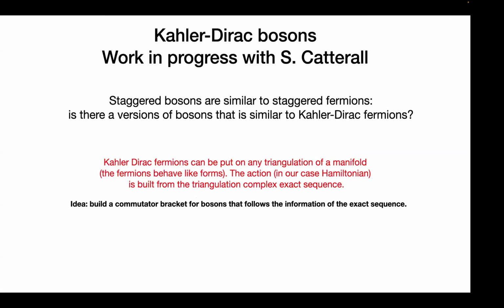Kahler Dirac fermions can be put on any triangulation of a manifold. The fermions behave like forms. And the action, in our case Hamiltonian, is built from the triangulation complex exact sequence. This is something that you just need to know. So what I'm going to do is basically say, how can I make this work? I'm going to take a commutator bracket for bosons that follows the information of an exact sequence associated to a complex or a triangulation.